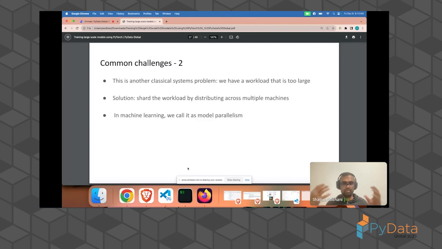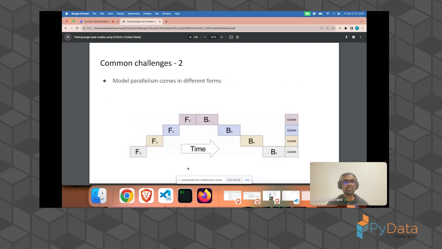So what we'll do is we'll take a big model and we'll break it down into pieces. And these different pieces will be living on different machines. This is one example of what model parallelism could look like. So we have got these 8 blocks here. On the horizontal axis, or the x-axis, you have got time. And these different colors are denoting different machines. So you have got a model which is distributed across 4 machines.